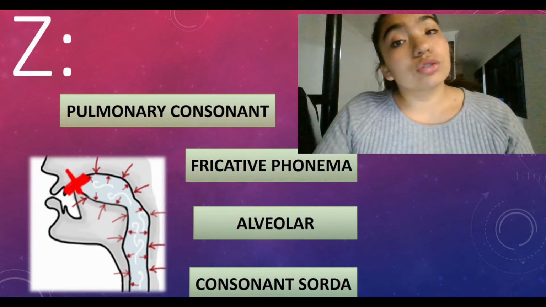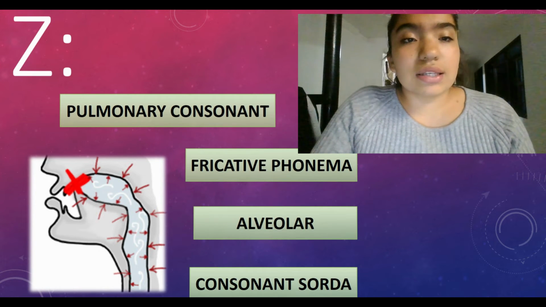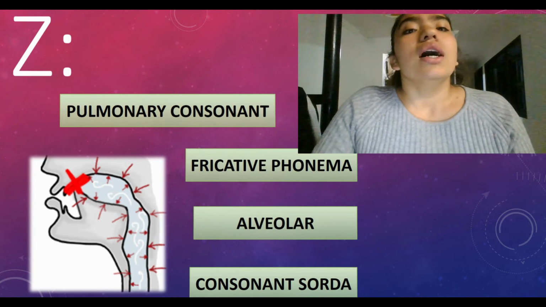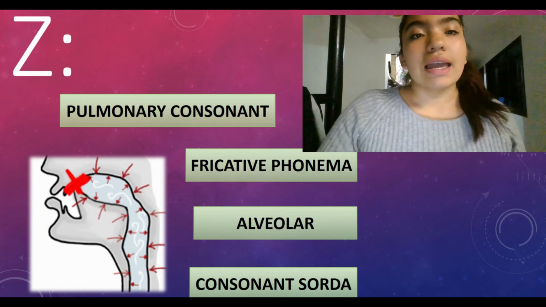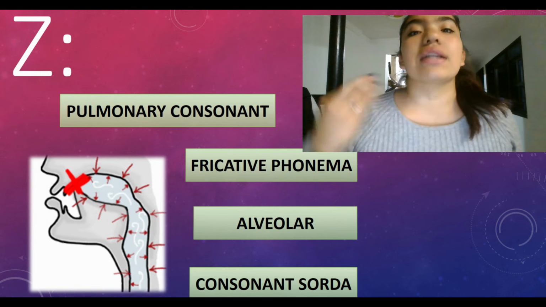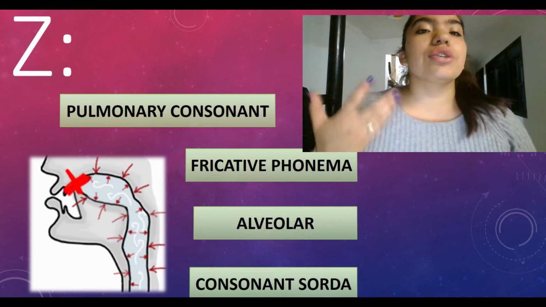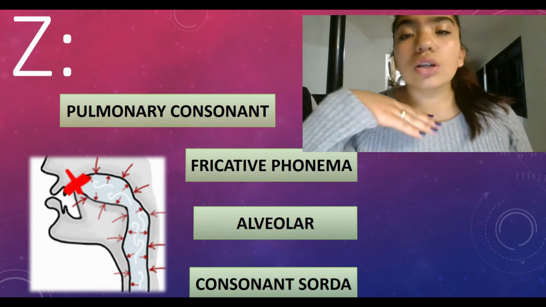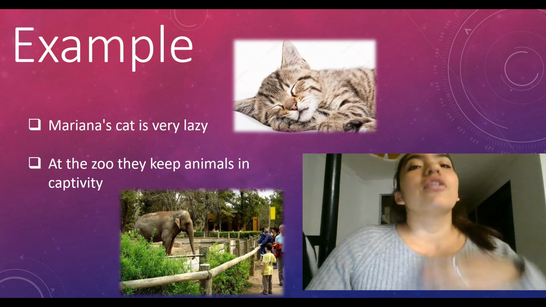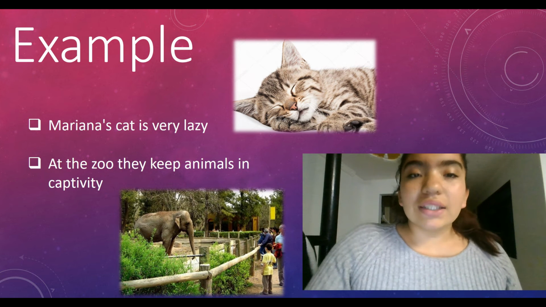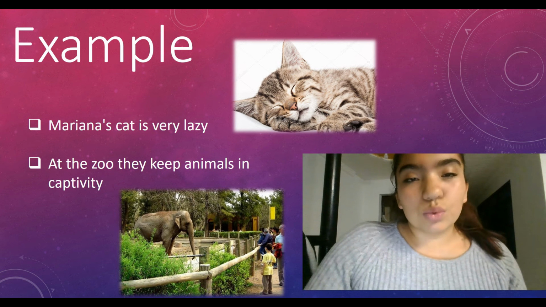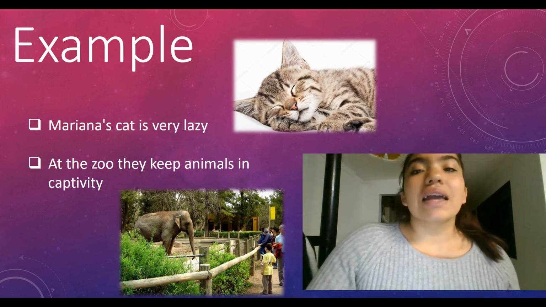It is a central consonant, so the air passes more through the center of the upper surface of the tongue than through the sides. It is a pulmonary consonant, which means that the air comes directly from the lungs during its articulation, not from air stored in the mouth or the glottis. For example, Mariana's cat is very lazy. At the zoo, they keep animals in captivity.